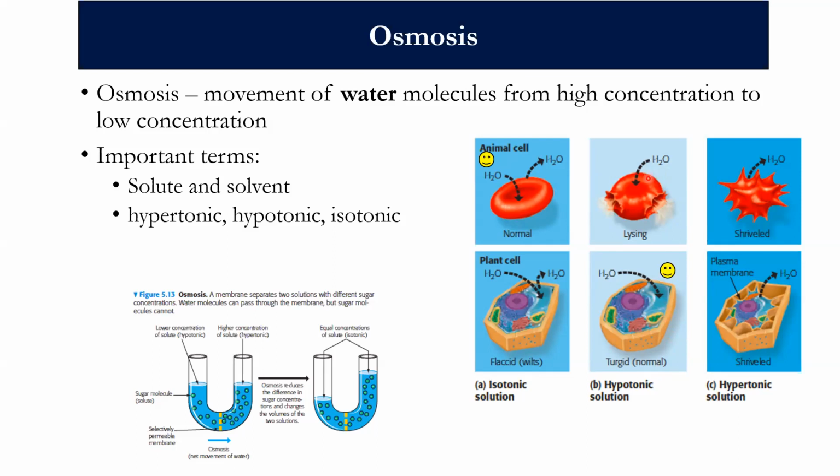Remember, an animal cell only has that cell membrane. It doesn't have a cell wall. So here it'll burst. Here it can hold that structure. So that's actually what your plants prefer.